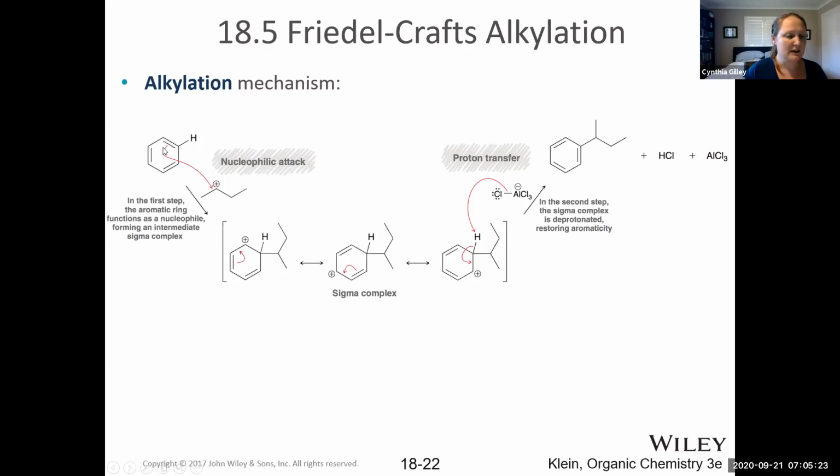The pi bond in the aromatic ring is acting as the nucleophile, doing a nucleophilic attack. We get the intermediate sigma complex, or arenium ion, and chloride, which you can also draw, the proton transfer starting from the chlorine-aluminum bond, will actually come in and act as the base, take the proton to form a pi bond and regenerate the aromatic ring.